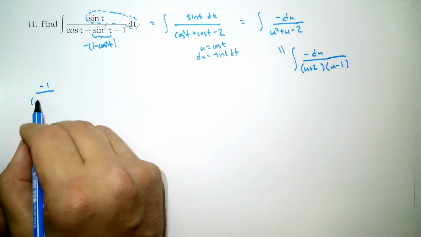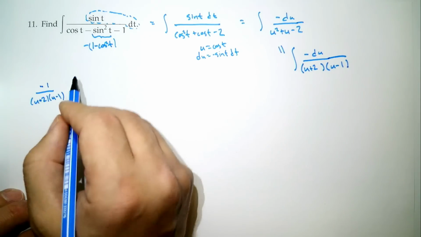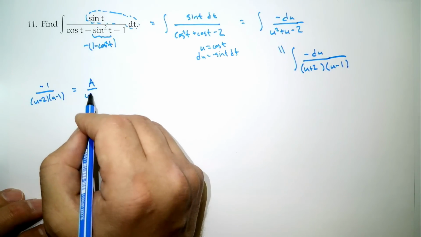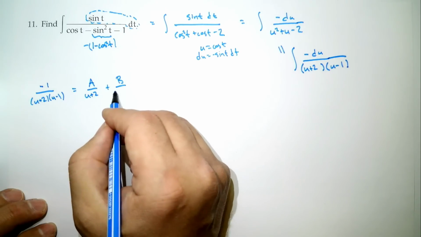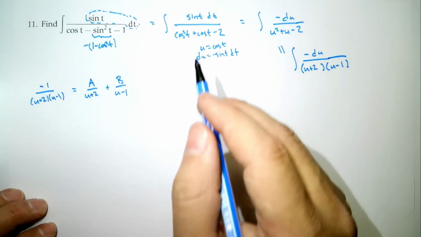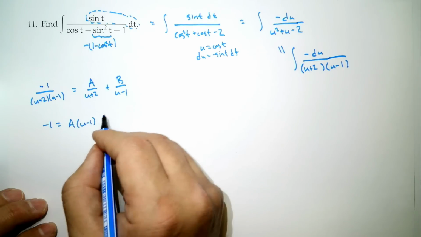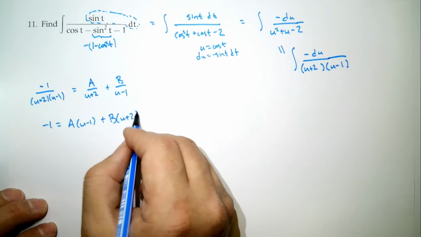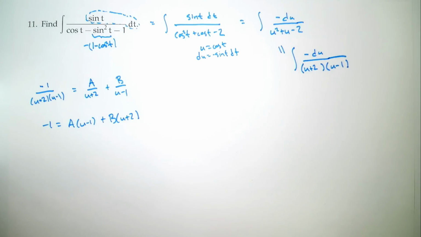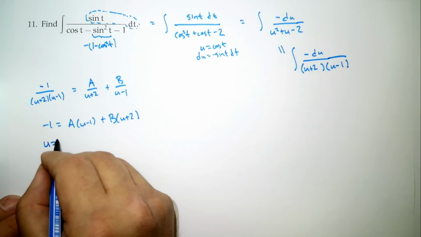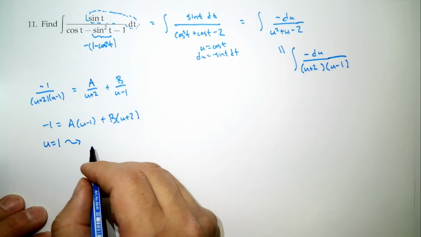We want minus 1 over u plus 2 times u minus 1 to look like a over u plus 2 plus b over u minus 1. Clear our denominators. Negative 1 is equal to a times u minus 1 plus b times u plus 2. All right. Now, what do we do? The suggestion is to plug in 1 because we are going to choose wisely. A good choice will get us closer to an answer.